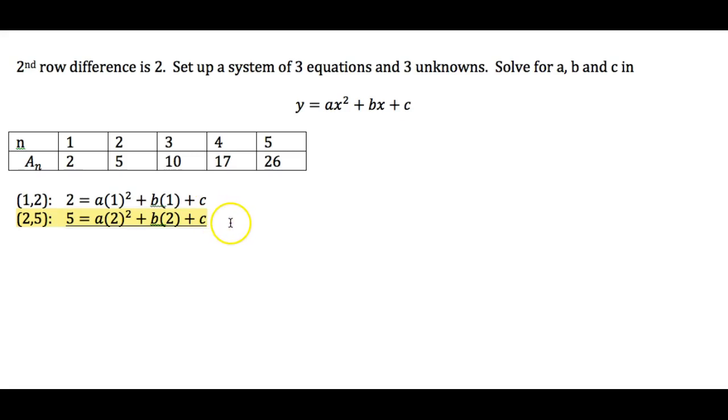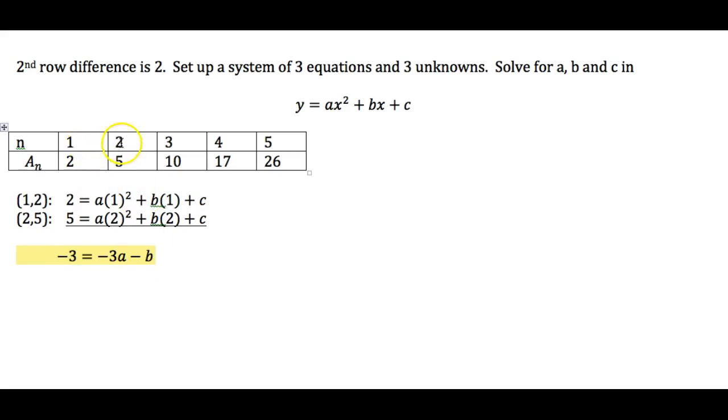So if I subtract these 2 equations, 2 minus 5 is negative 3. 1 minus 4 would be negative 3. And then 1 minus 2 would be negative 1. So if we look at that, we get negative 3 is equal to negative 3a minus b. So that's 1 equation, 2 unknowns. So I have to do this again to get another equation with 2 unknowns in it. So that's what I'm going to do now.